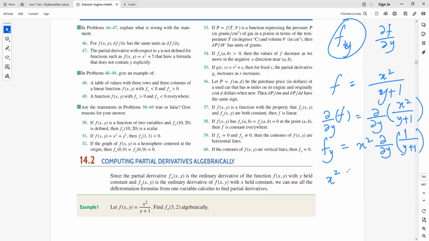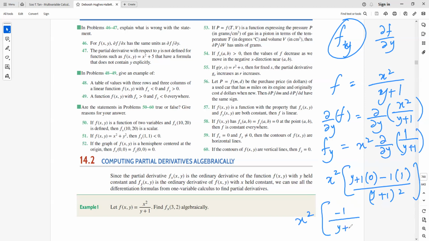So now we have x squared times a function in quotient form, so we can apply the quotient rule: y plus 1 times the derivative of 1, that is 0, minus 1 times the derivative of y plus 1, that is 1, over y plus 1 squared. By simplification, we get negative 1 over y plus 1 squared, that is equal to negative x squared over y plus 1 squared.